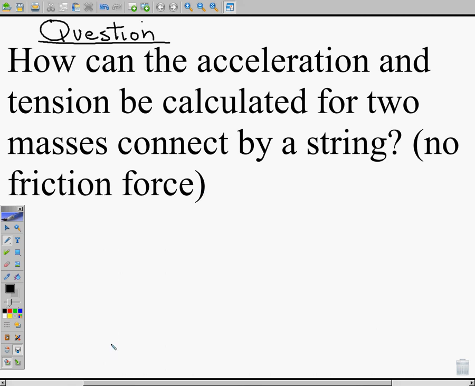Today we're going to be working on lesson 6. The question is, how can the acceleration and tension be calculated for two masses connected by a string when there's no friction force? In a future lesson, we're going to come back and add in the friction force. Just by writing down this question, you're probably not sure what I'm talking about, so I want to draw two diagrams, one with a more real-life scenario and then one with a textbook look to it. So here we go.